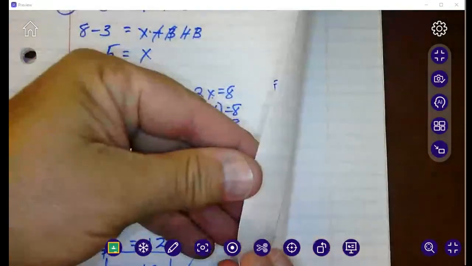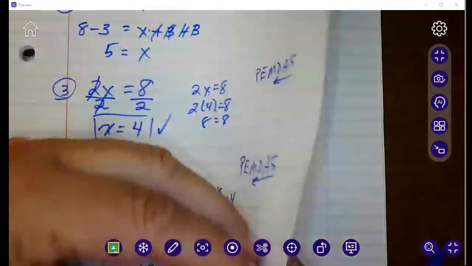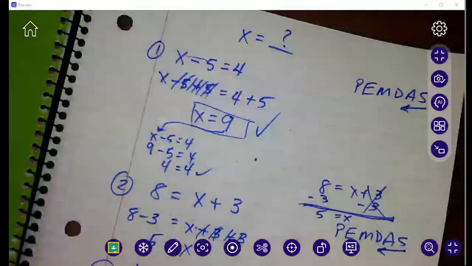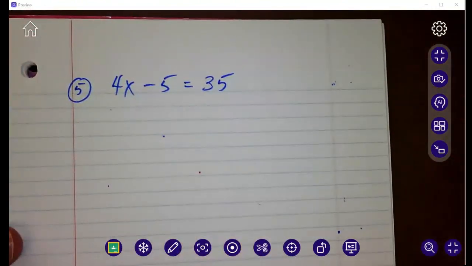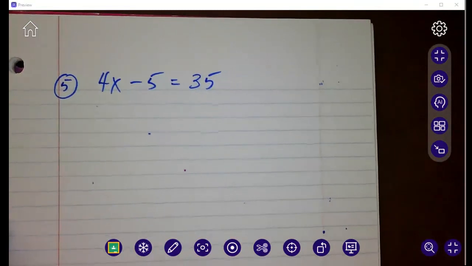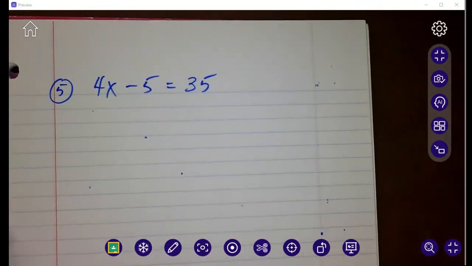Okay, well, then after we spent time doing those, then we moved to this. 4x minus 5 equals 35. Now that may be a little bit harder to look at and determine what the correct answer is. Sometimes it's not as easy.